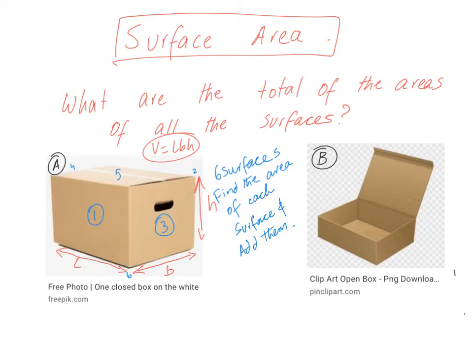Now in this case, there's no top. The top is open. So there's this side wall, and this one opposite it, then you have 3, 4, and then you have 5. There's no top surface. So this open box has 5 surfaces.